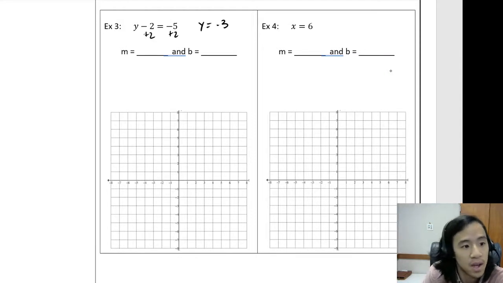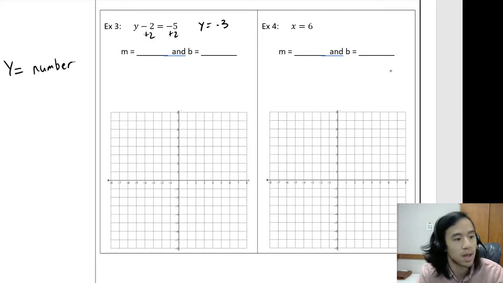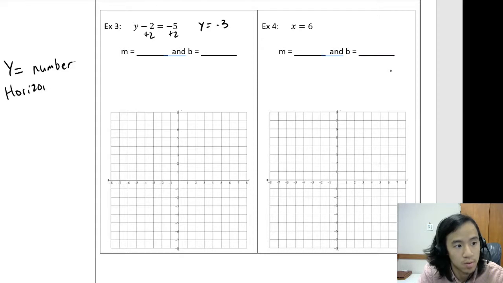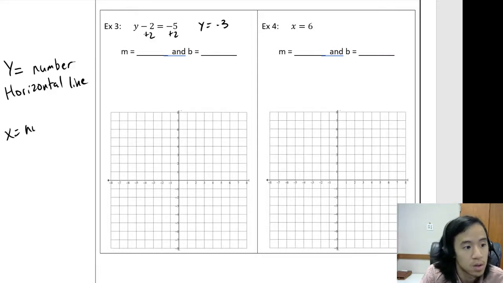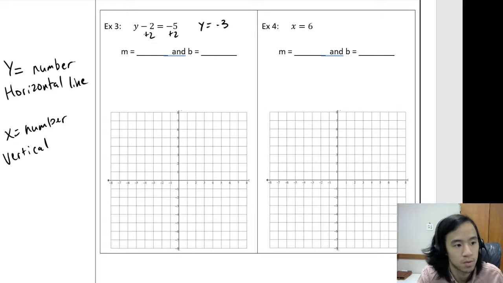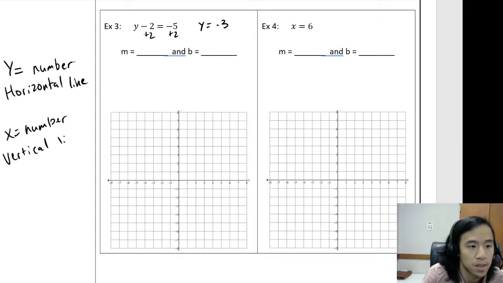Whenever you have y is equal to a number, this is going to be a horizontal line. Whenever you have x is equal to a number, this is going to be a vertical line. Okay, so how are we gonna plot this?